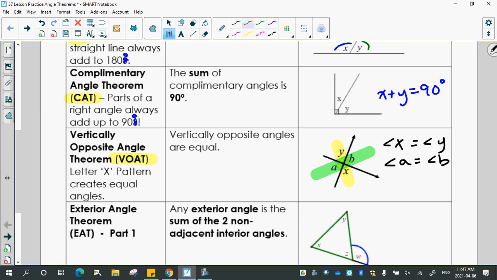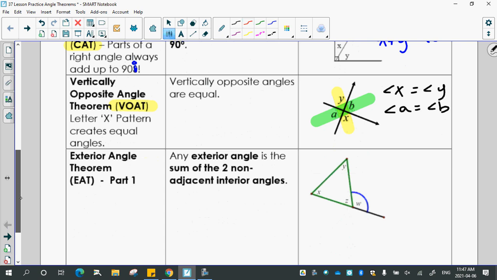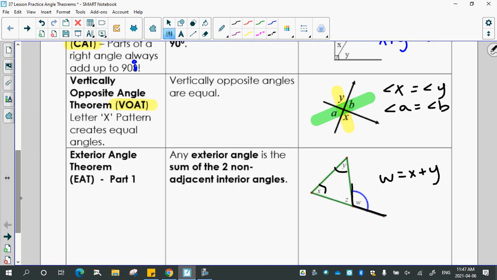Exterior angle theorem, part 1. Any exterior angle is the sum of the two non-adjacent interior angles. So that sounds weird, right? Non-adjacent means doesn't touch, so this exterior angle here is W. W is equal to the two non-touching, non-adjacent interior angles of a triangle added together. So W is equal to x plus y would be the equation you could make.